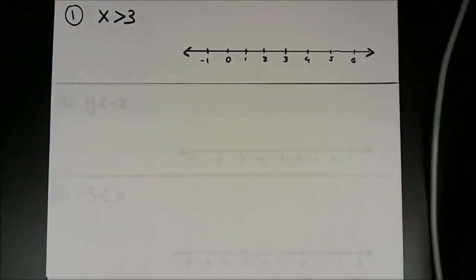Alright, let's go ahead and go over the problems on the worksheet for 3.5. I'm going to start with number 1. Number 1 asks us to graph this particular inequality: x is greater than 3. It's a pretty simple inequality.